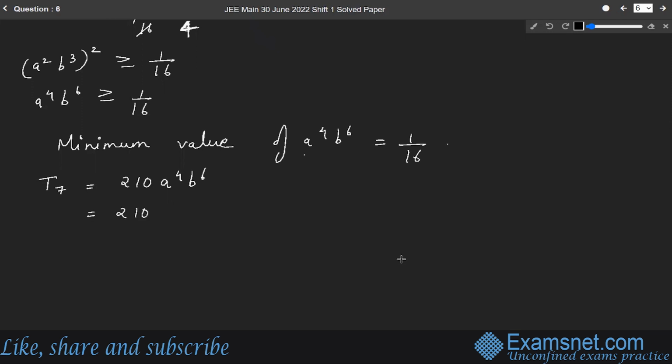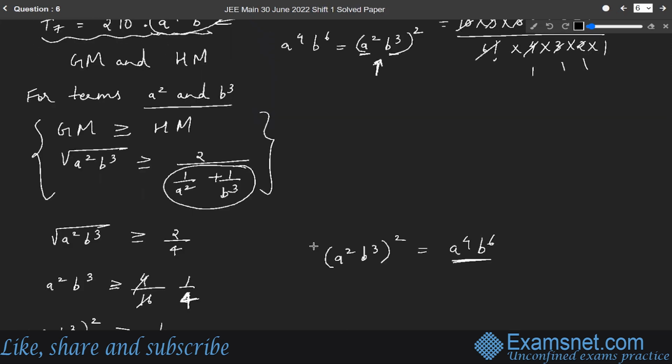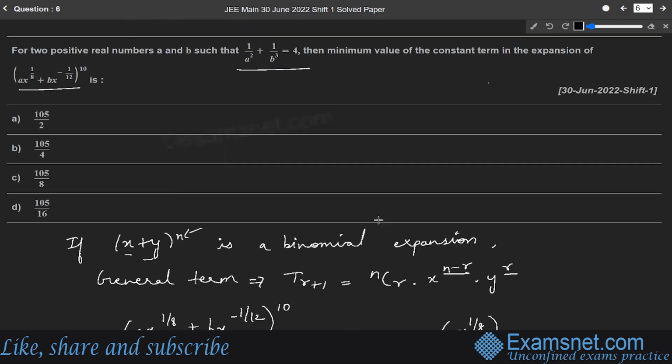So it will be 210 into 1 by 16, right? So this will be cancelled 8 times and this will be cancelled 105 with the table of 2. So it will be 105 by 8. So the minimum value of the constant term in the expansion of the given binomial term is 105 by 8. So for this question, the correct answer is 105 by 8, which is option C here. I hope you are clear with this question.